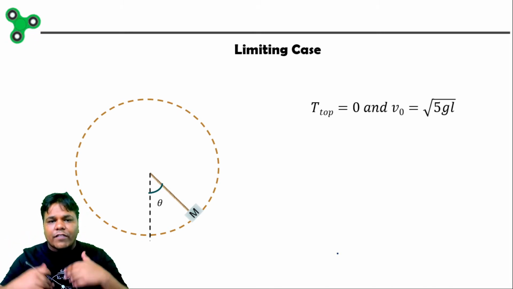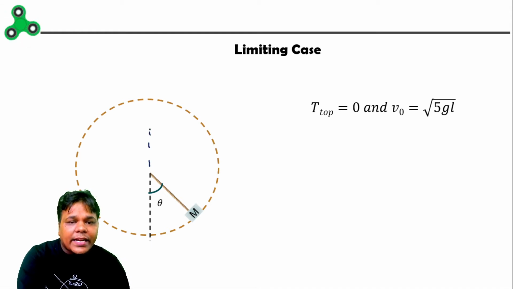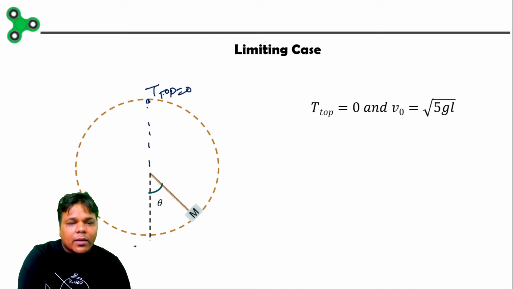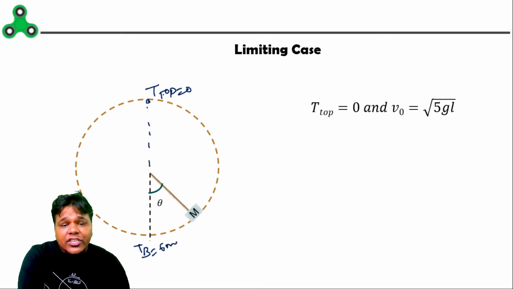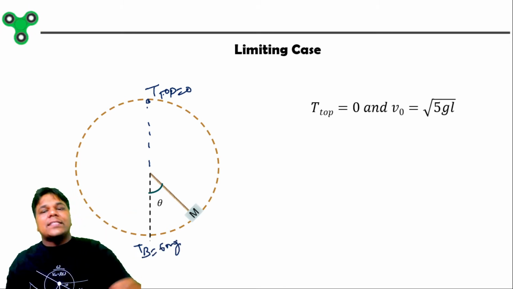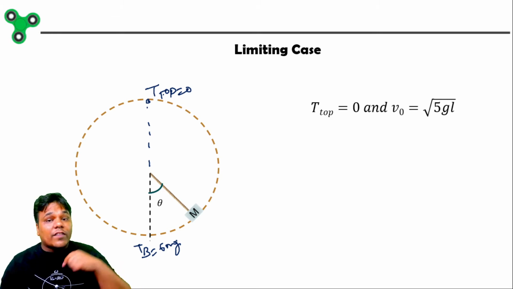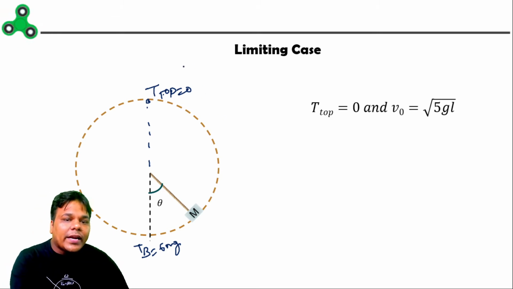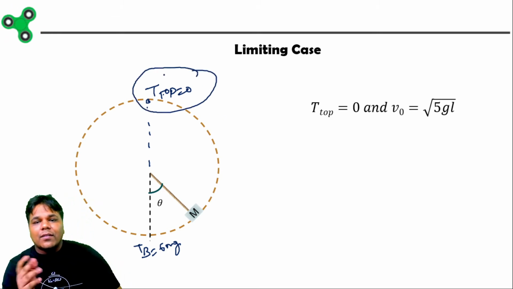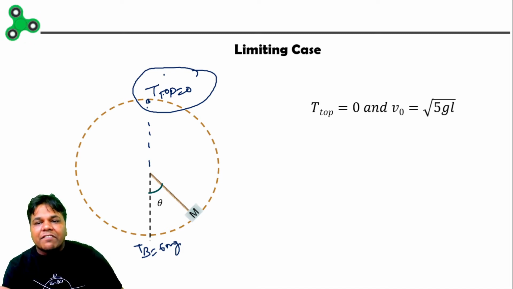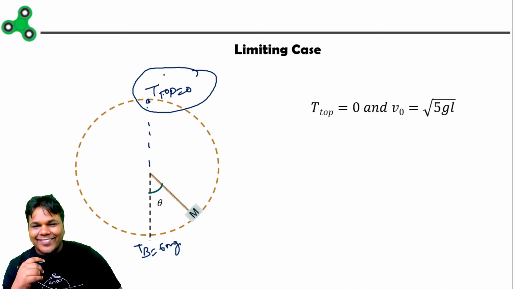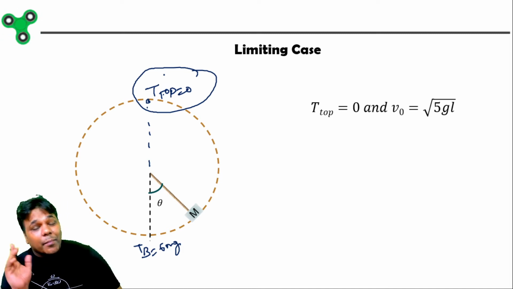You can't move away from that. So I told you already, tension at the topmost point is 0 and tension at the bottommost point is 6 mg. Tension at the bottommost point cannot be less than 6 mg, because in that case, what is going to happen? At the topmost point, tension will be negative, and you know, negative tension is a myth.